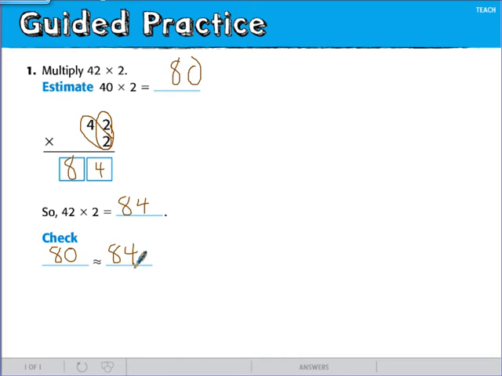So our actual answer is greater than what we checked because look, did we round up or down? Down. We rounded down, so that means that this is going to end up less than, right? Yeah. Okay.